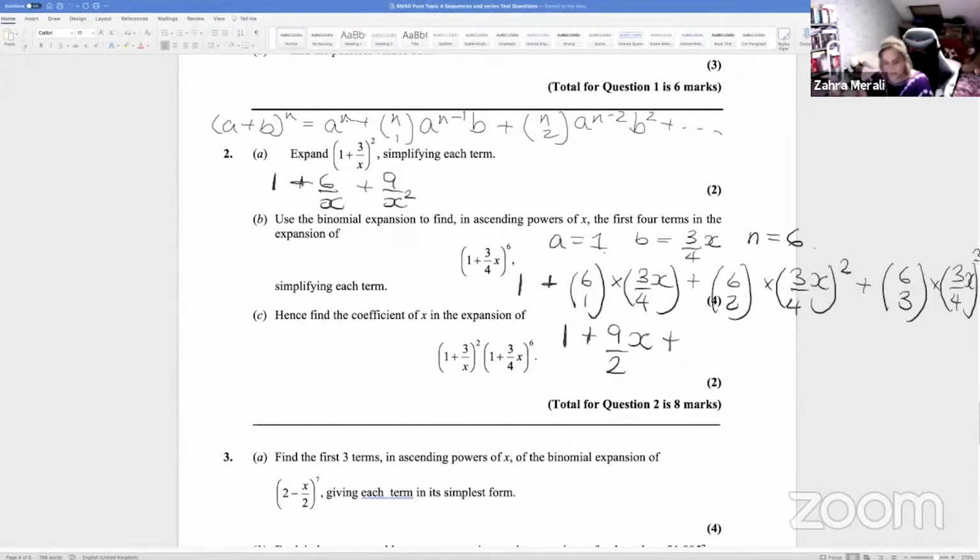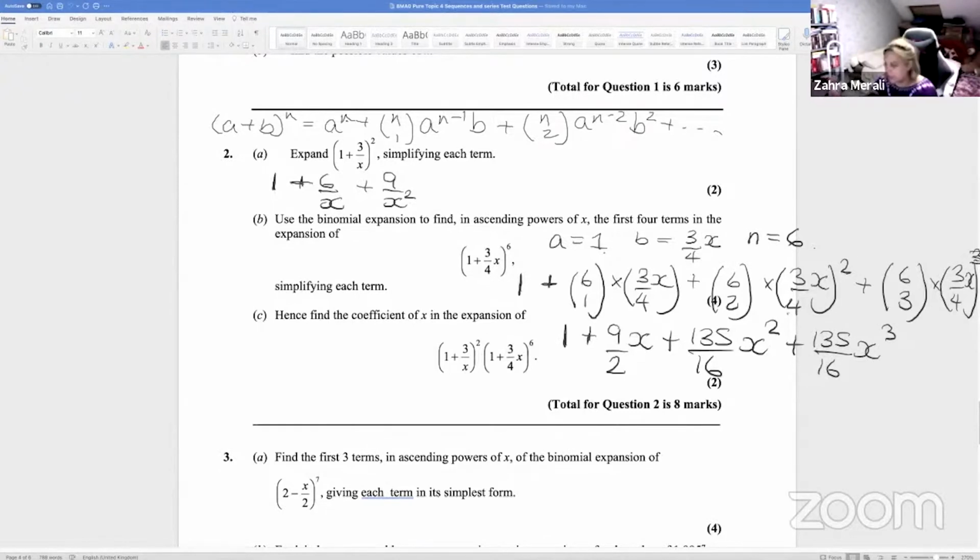And in my calculator, I'm doing 6c2 times 3/4 squared. And that gives you 135/16, and you've got your x squared. Then you've got 6c3 times 3/4 in a bracket, all cubed. And that's going to give you 135/16 x cubed. So you notice the x squared and x cubed terms in this case are the same.